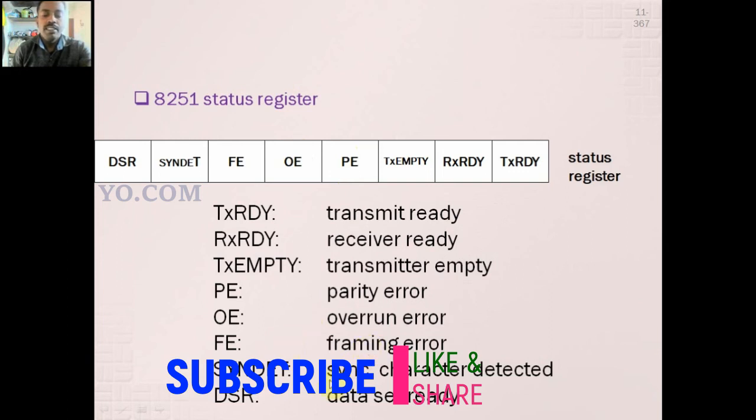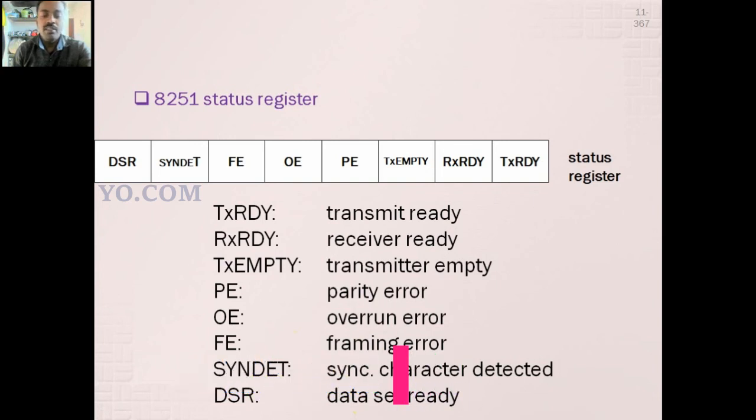Then synchronous character detect. If it is 1, a synchronous character is detected. If it is 0, it is not detected. Then the last one, DSR, data set ready. If it is 1, the data set is ready. If it is 0, the data set is not ready. Okay, so these bits are used to indicate the internal status of 8251. That is the status register.